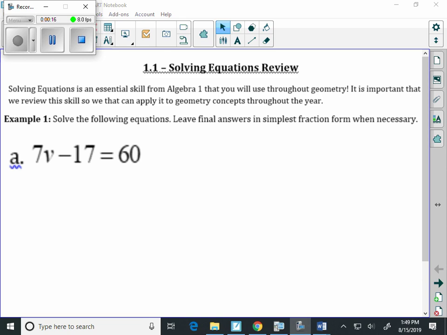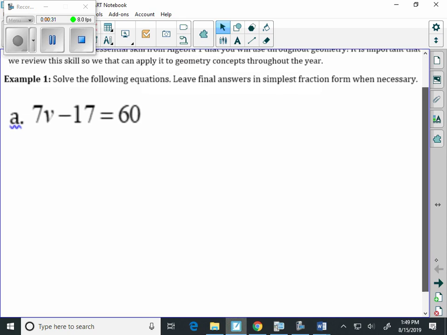In our example here, it says solve the following equations, leave the final answer in simplest fraction form when necessary. So all that means is we're not going to write our answers with decimals if they don't come out to be integer answers. And what's happening on this first one, it's 7v minus 17 equals 60.